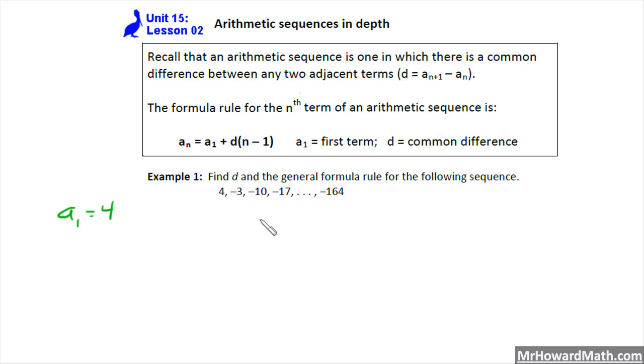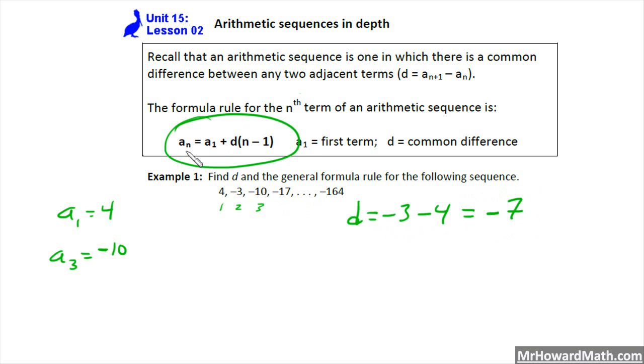Then just pick a term. So I'm going to go ahead and pick this one in the middle. So this was term 1, term 2, term 3. So a sub 3, the third term, is negative 10. The common difference I can find by taking one term, so we'll take this one, negative 3, and subtracting it by the one before it. So negative 3 minus 4 equals negative 7. So let's do it this way. The common difference value is equal to negative 7. So now we know everything that we need to identify the rule. So common difference is negative 7. That's part of the answer.